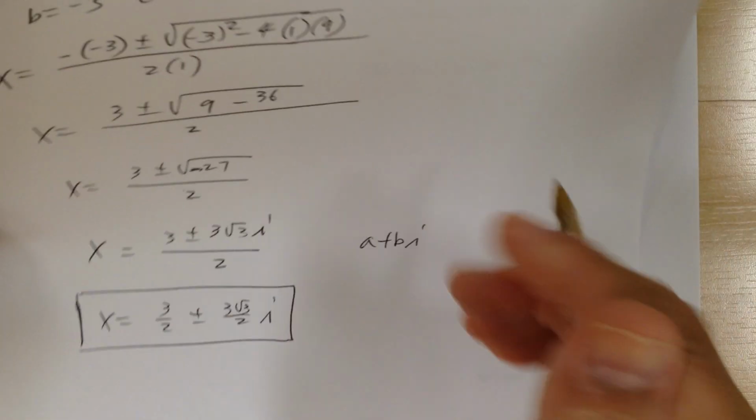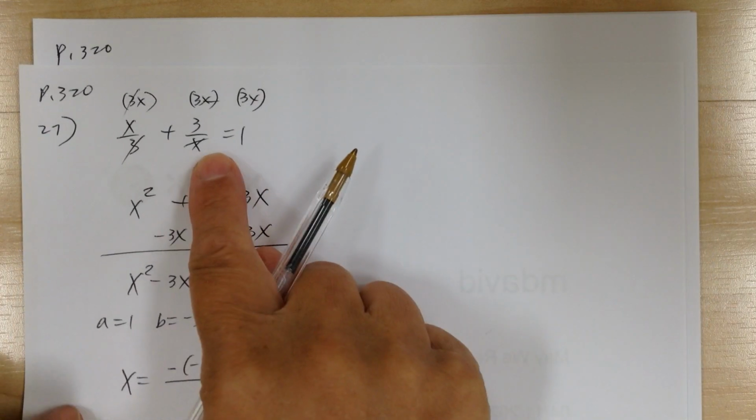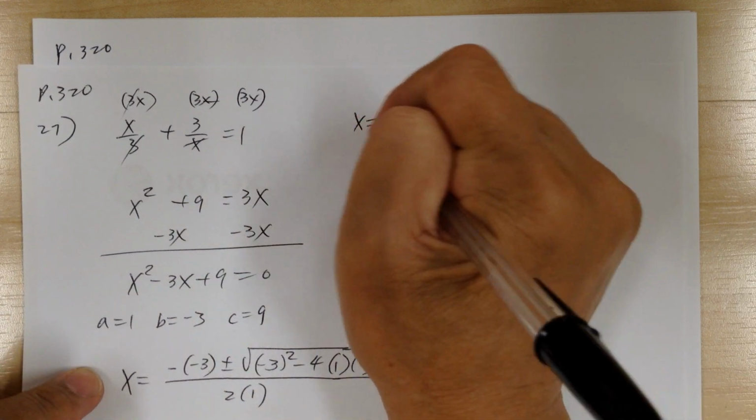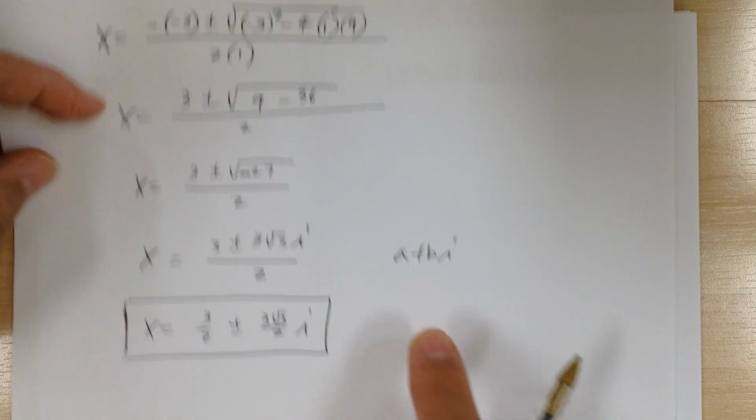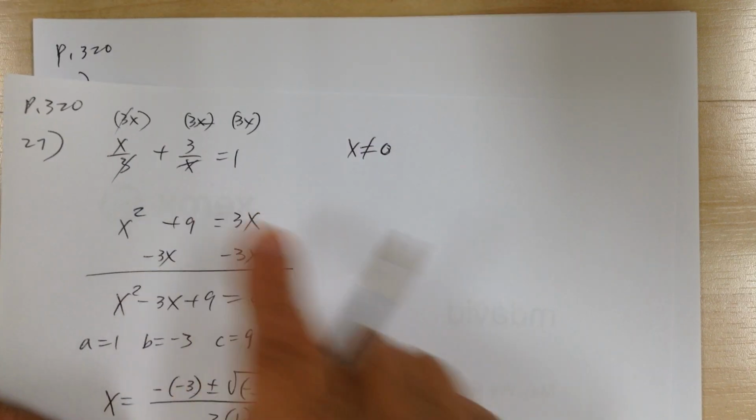Before we do that, you have to watch out for the restricted value over here. You have x cannot equal 0. So if you have a 0 in your answer, you have to cross it out. Just be aware of that when you have a variable in the denominator.